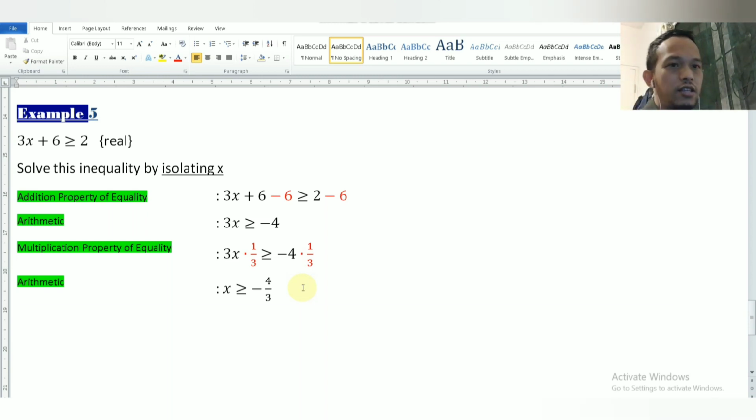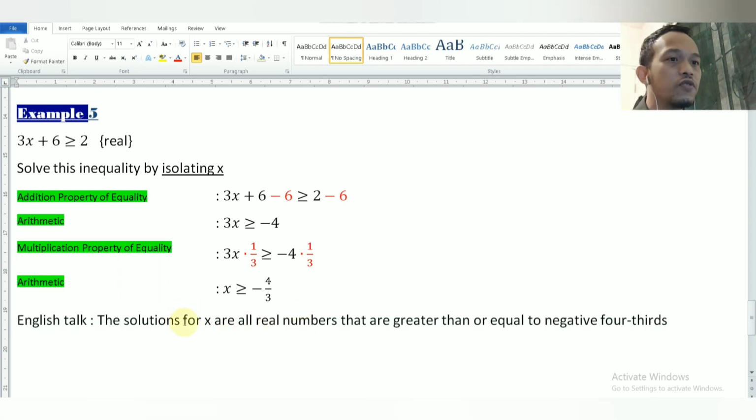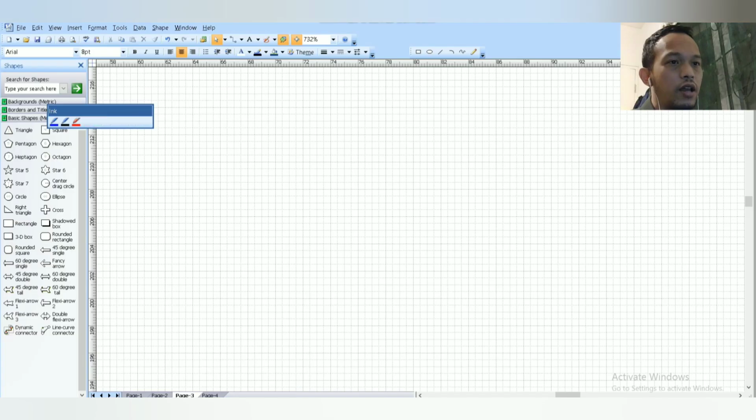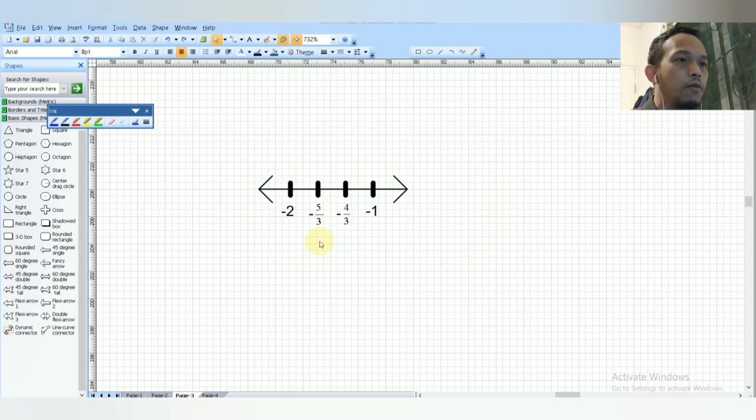Therefore, I can translate this into English talk, which is: the solutions for x are all real numbers that are greater than or equal to -4/3. Okay, so all real numbers. So how to present this? Let's just do the number line. I don't like the solution set, so this is the number line that I use, with the tick marks and the numbers. Again, it's greater than -4/3 here. So greater than means all the numbers on the right side of -4/3, including -4/3 itself. So I will put a closed circle here, and then that's it.